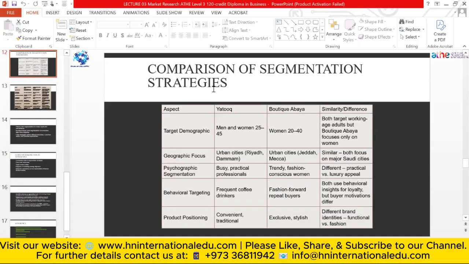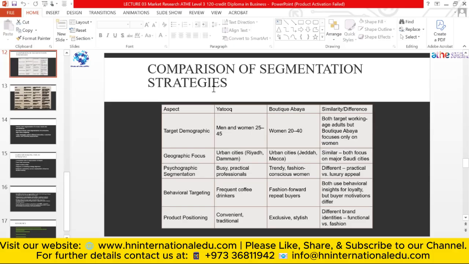Now this is a complete comparison of the segmentation strategies for both SME companies. Let's talk about it. We have the aspect, the categories, Yatuk, Boutique Abaya, and similarities and differences. Target demographic: Yatuk is working on the age group 25 to 45, and the other one is working on 20 to 40. Both target working age adults, but Boutique Abaya focuses only on women. This is the difference. They're only working on women, and Yatuk is for both men and women.